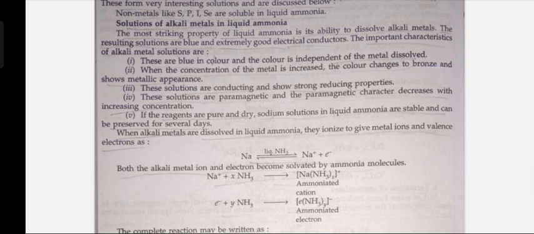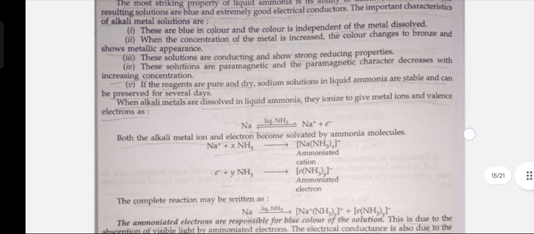Solutions of the alkali metals in liquid ammonia. The most striking property of liquid ammonia is its ability to dissolve the alkali metals. The resulting solutions are blue and extremely good electrical conductors. The important characteristics are as follows. These are blue in color and the color is independent of the metal dissolved. When the concentration of the metal is increased, the color changes to bronze and shows a metallic appearance. If the reagents are pure and dry, sodium solutions in liquid ammonia are stable and can be preserved for several days.